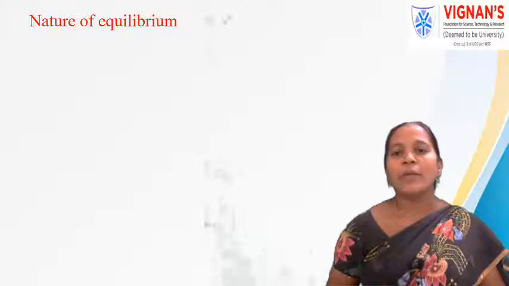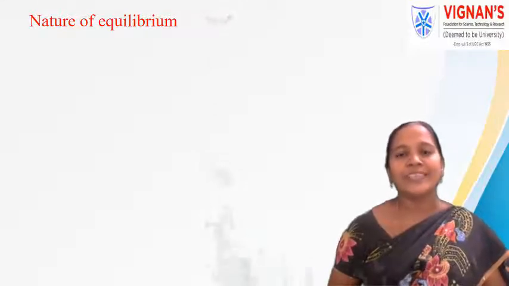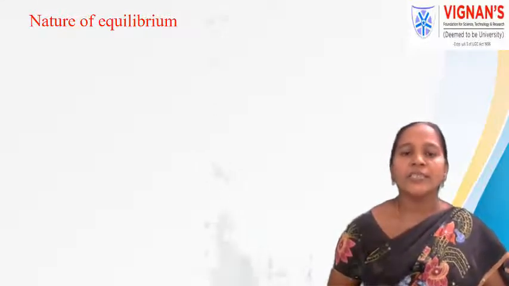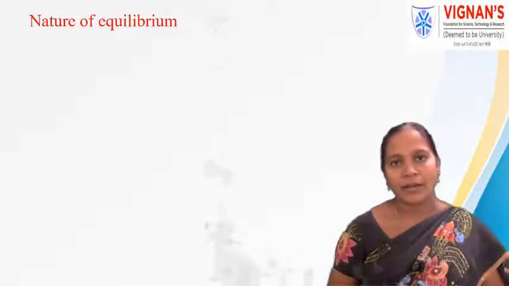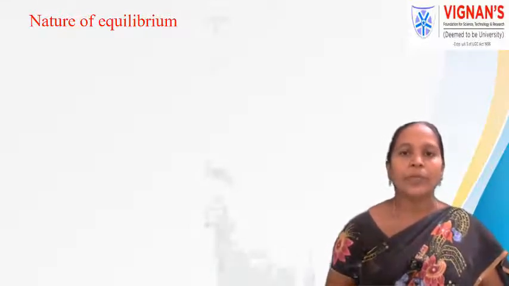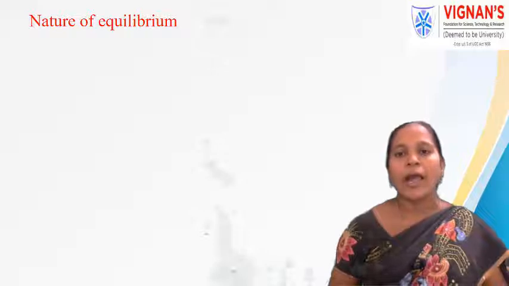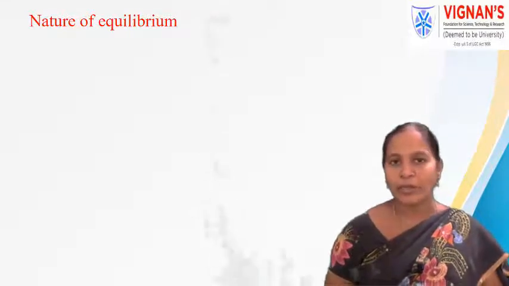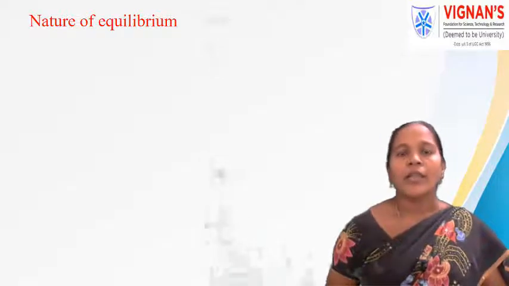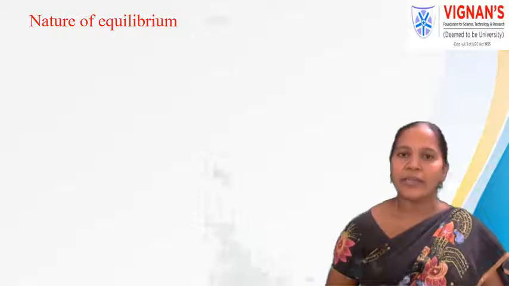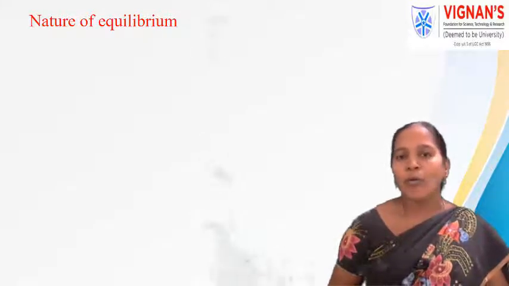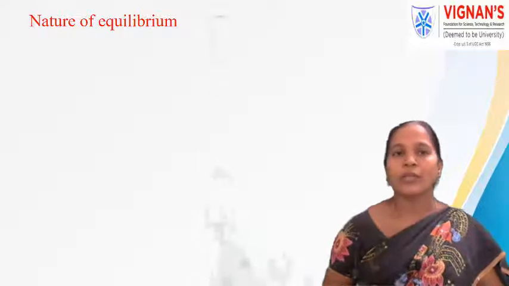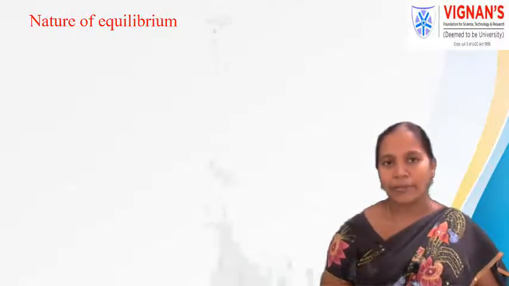The most commonly used coexisting phases in industrial practice are vapor-liquid equilibrium, liquid-liquid equilibrium, liquid-solid equilibrium and vapor-solid equilibrium. Now we are going to discuss vapor-liquid equilibrium, that is unit 3. Now we will discuss the nature of equilibrium.